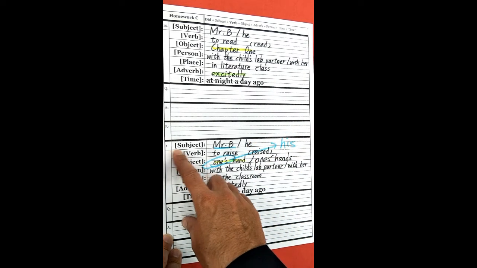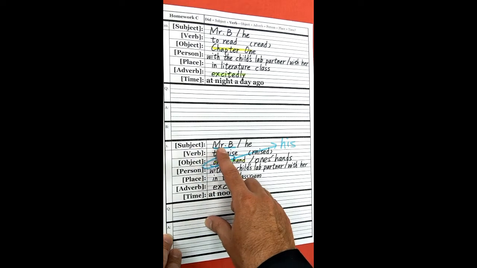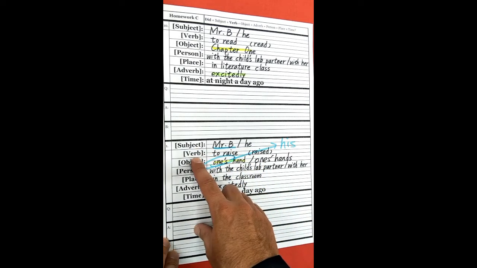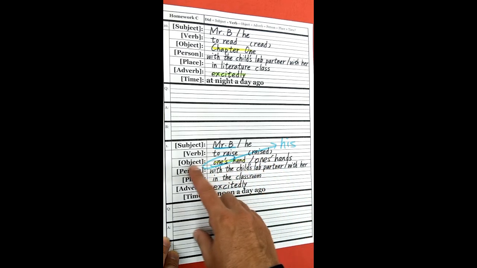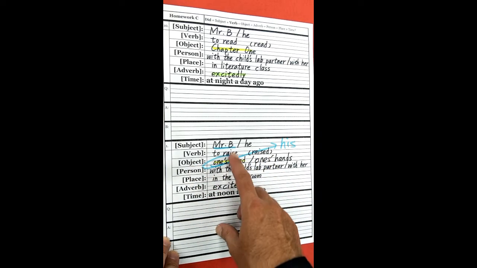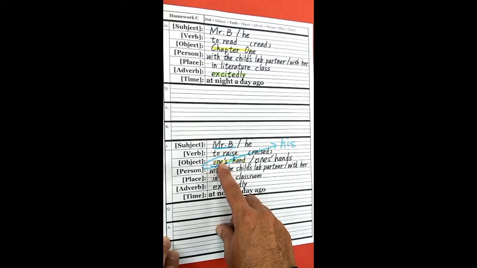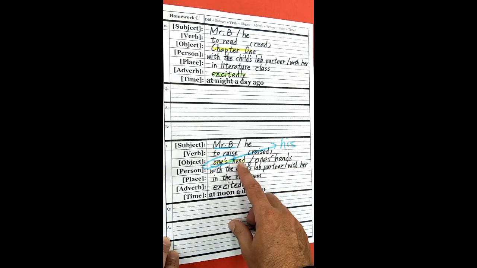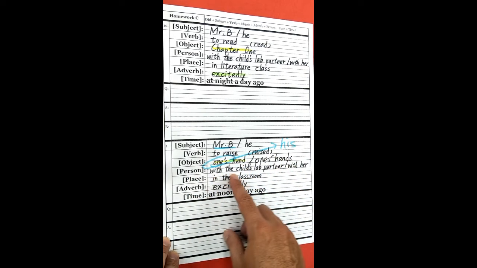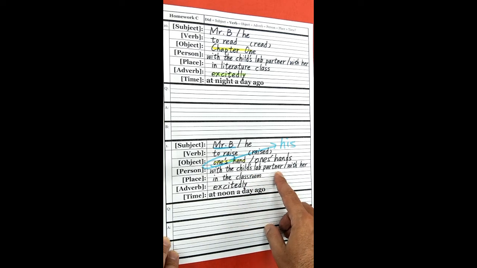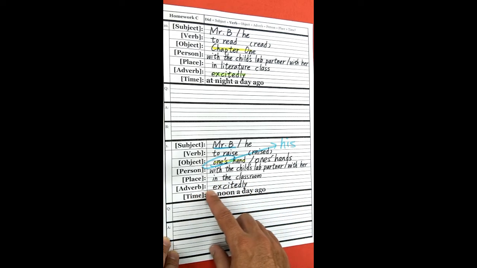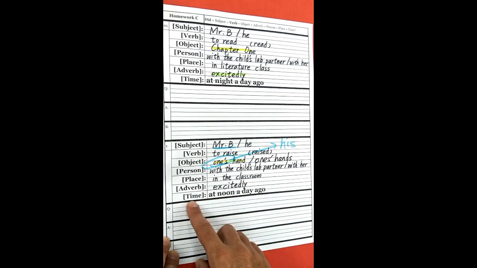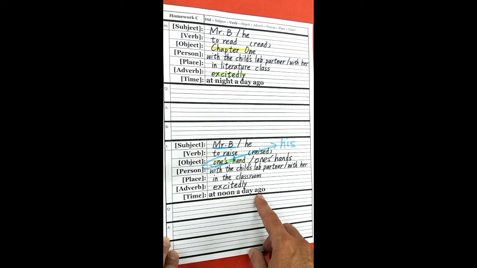Number 1. Subject, Mr. B, he. Verb, to raise, raised. Object, one's hand. Mr. B, one person, his hand. Person, with the child's lab partner, with her. Place, in the classroom. Adverb, excitedly. Time, at noon a day ago.